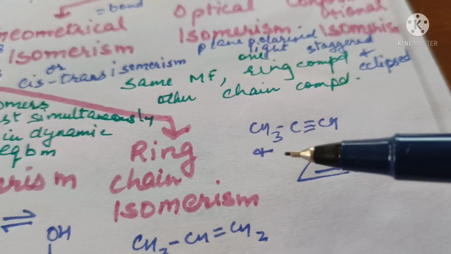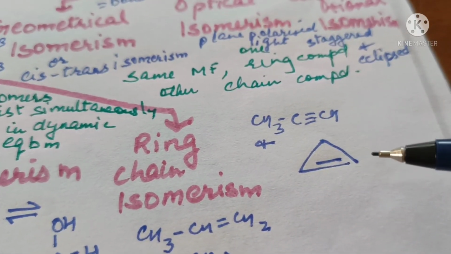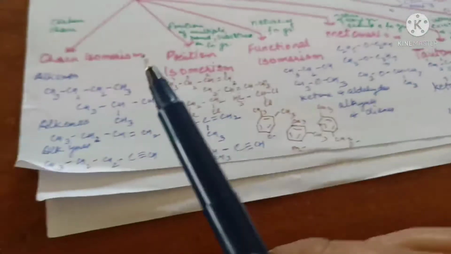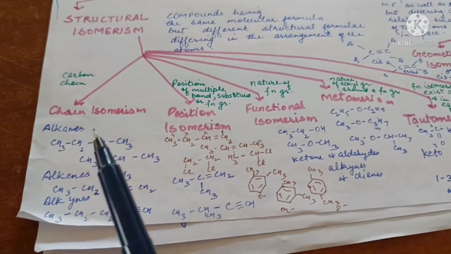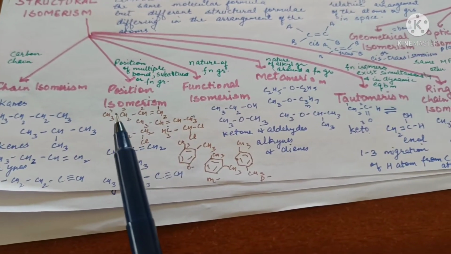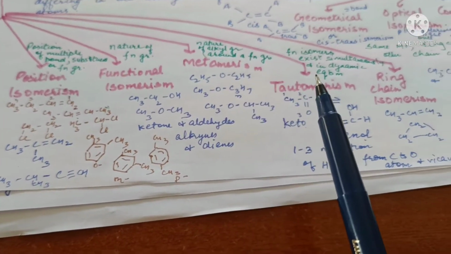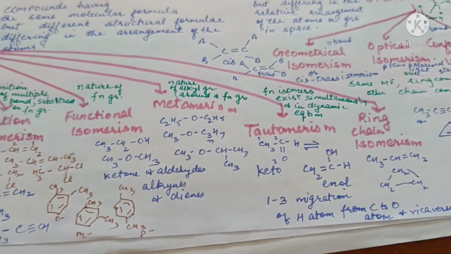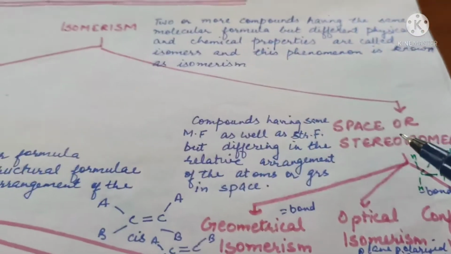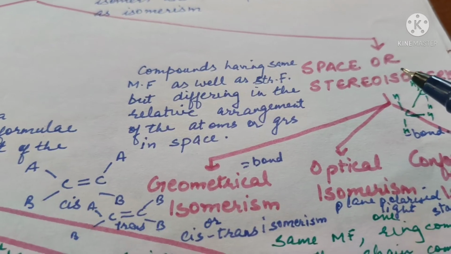Similarly, propyne and cyclopropene also are ring chain isomers of each other. So this was the structural isomerism. We have different types of structural isomers: chain isomers, position, functional, metamers, tautomerism, and ring chain isomerism. Second type of isomerism is called stereoisomerism, also called space isomerism.